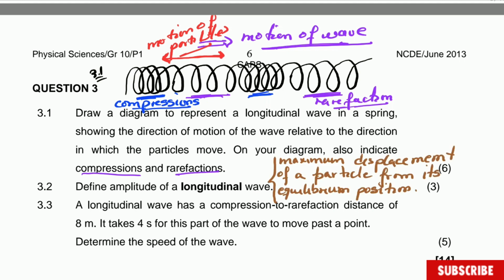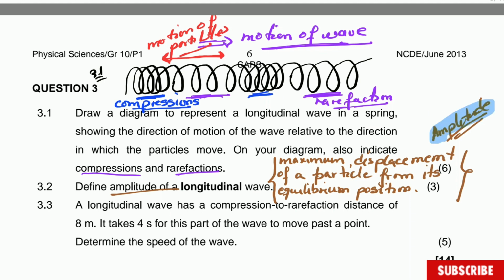Now define amplitude of a longitudinal wave. So we can say that the amplitude is the maximum displacement of a particle from its equilibrium position. That is what we call amplitude. Right? That is the definition of amplitude.